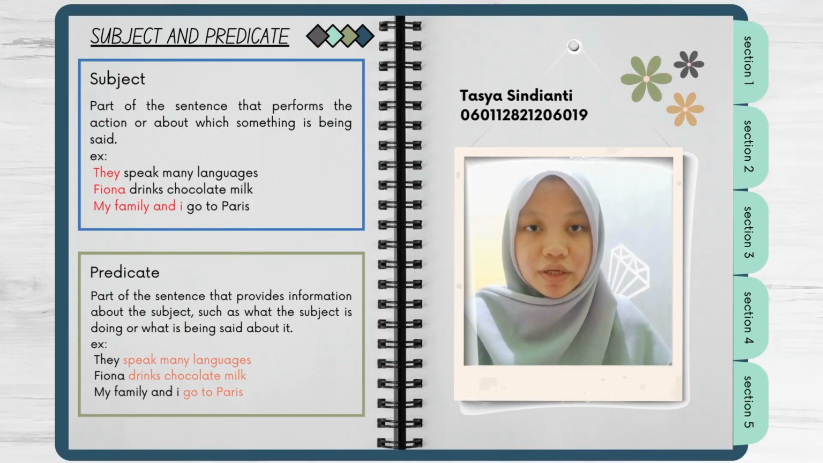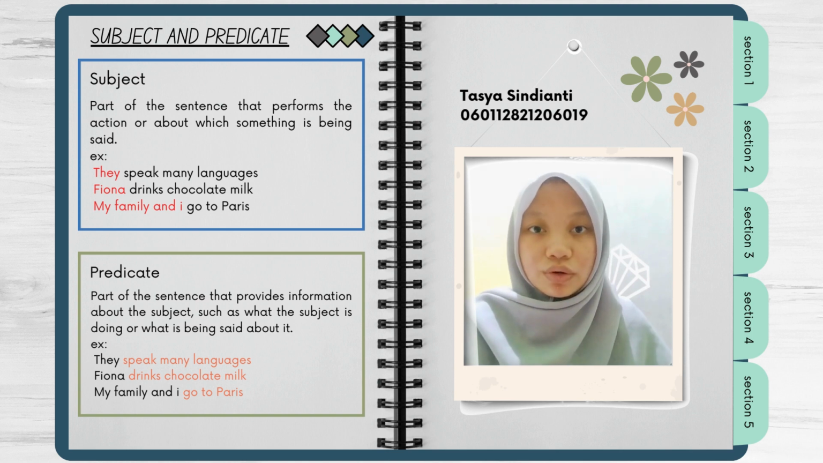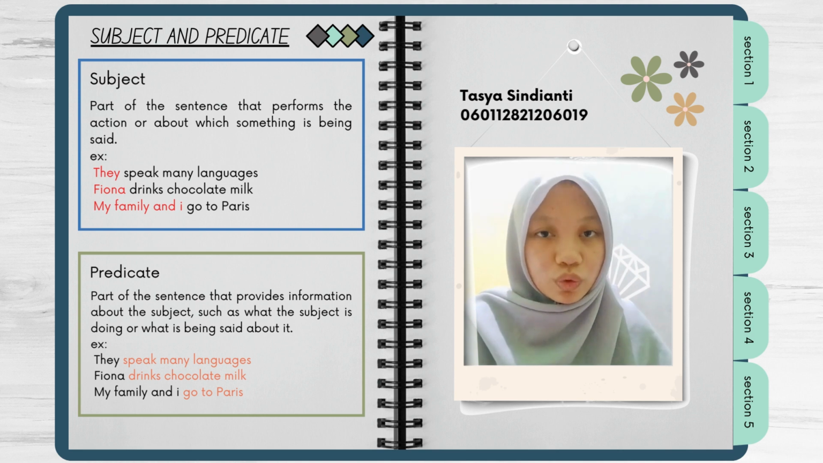Subject and predicate. First, subject. The subject is the part of a sentence that performs the action or about which something is being said. It is usually a noun, pronoun, or noun phrase that answers the question who or what the sentence is about. The subject typically comes at the beginning of a sentence, but it can also appear later, especially in sentences with inverted word order or a passive voice.